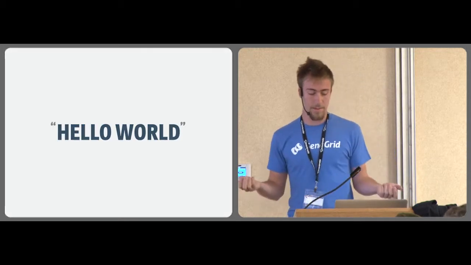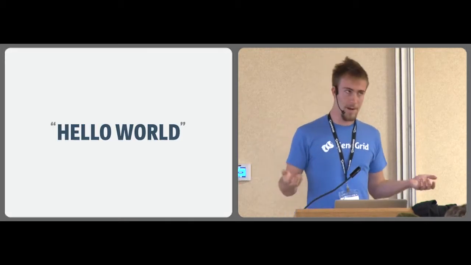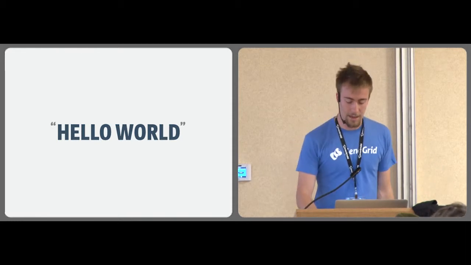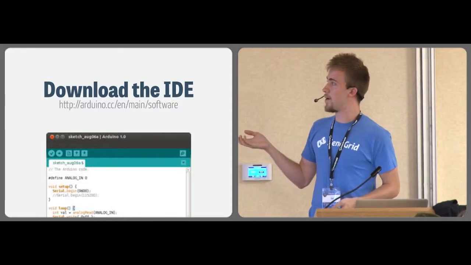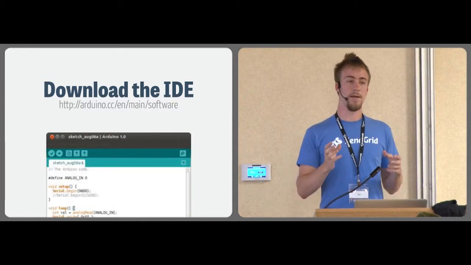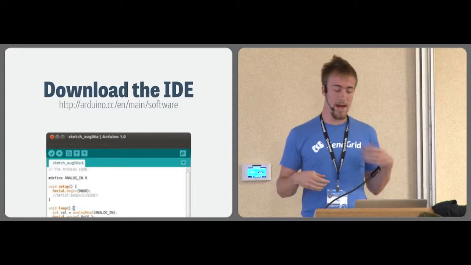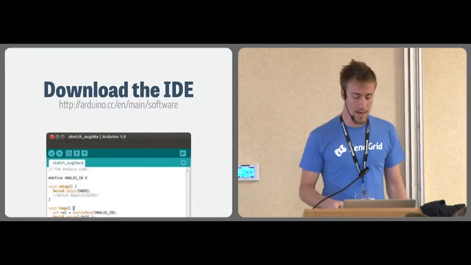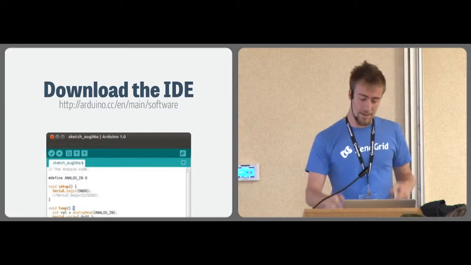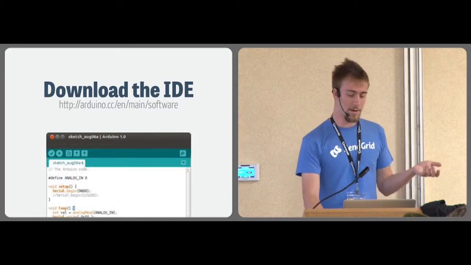So let's do the basic hello world. In Arduino and hardware, hello world is blinking an LED. The first thing you need is the IDE. You can go to arduino.cc and download this software. There are binaries for Windows, Mac, and Linux. It has a ton of examples built into it, including a lot of the ones we'll use today. I'm not going to pop over to the IDE to save some time, but you can go and look at these things.